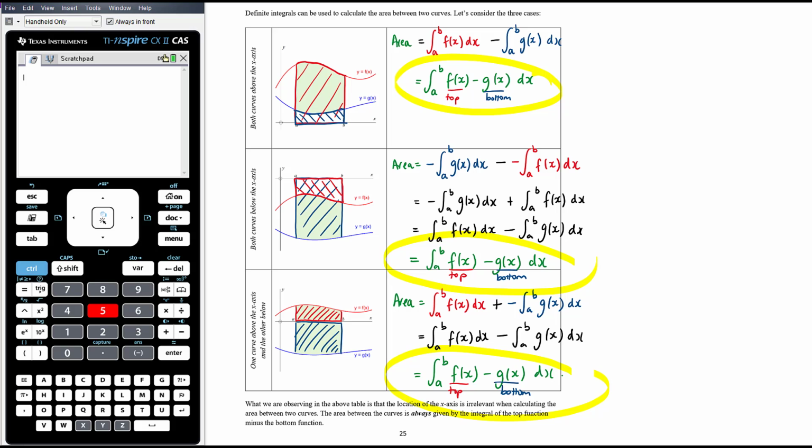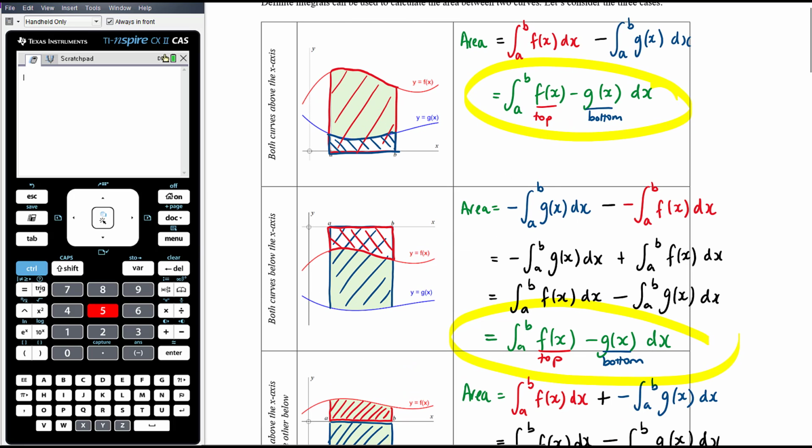Yes, you can get to the same answer by integrating them separately, but you end up doing twice as many substitutions. You've got more subtractions, more potential to lose track of negatives, you're subtracting negatives, and much more potential to make mistakes. So the area between two curves is the integral of the top curve minus the bottom curve. Okay, so regardless, always. All right, let me just zoom that back again.